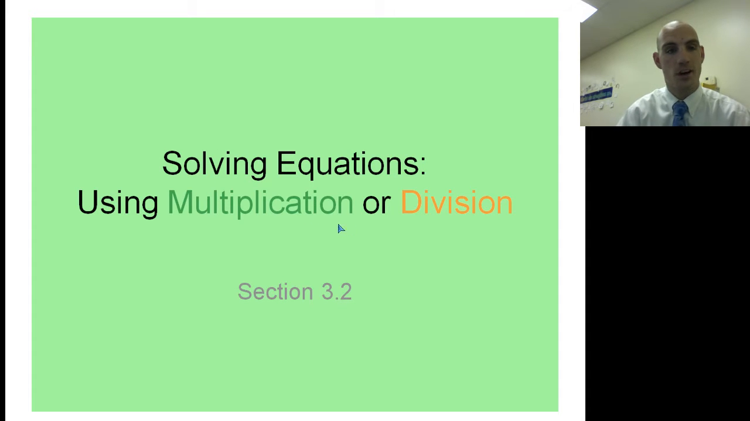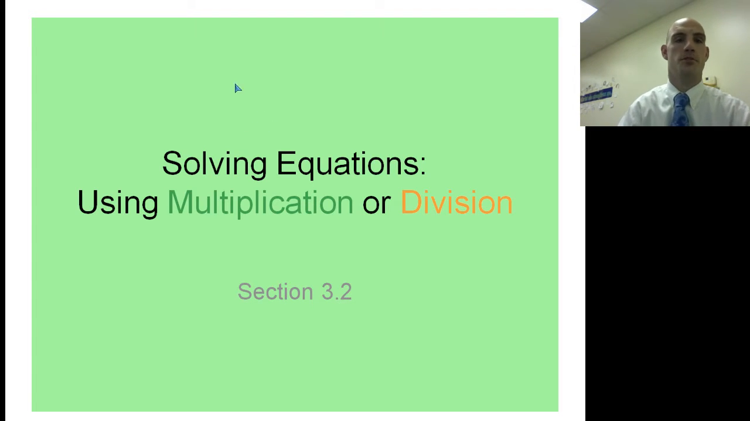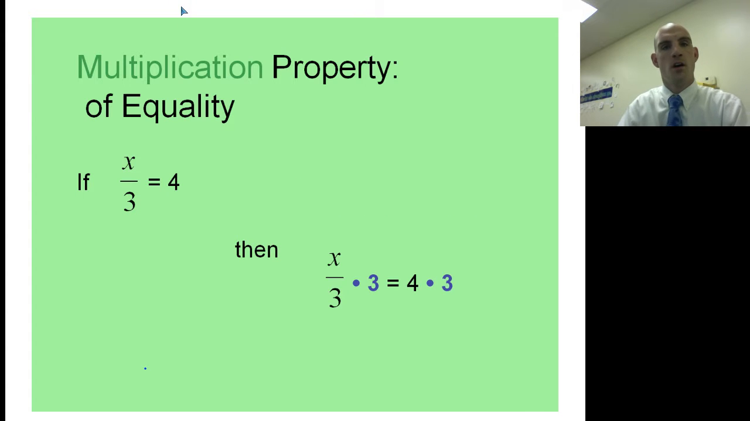Back. Today we're going to talk about solving equations using strictly multiplication and division. Later we're going to talk about putting it all together, but today just multiplication and division. The multiplication property of equality says we can multiply by the same thing on both sides.